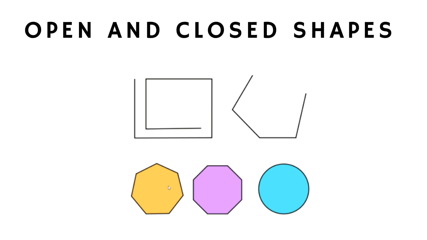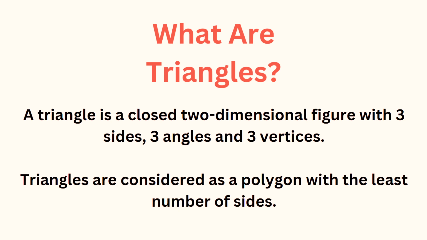The third one is an example of a closed polygon. The fourth one is also an example of a closed polygon because these four shapes are made up of line segments. But the last one, we don't have any line, so this one is not a polygon. This one is a curve. So when a figure is made up of line segments, it is a polygon, and if it does not have any line, then it is called a curve. So triangles are considered as the polygon with the least number of sides.